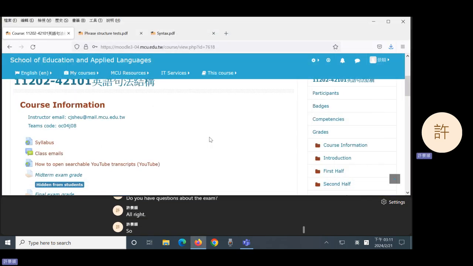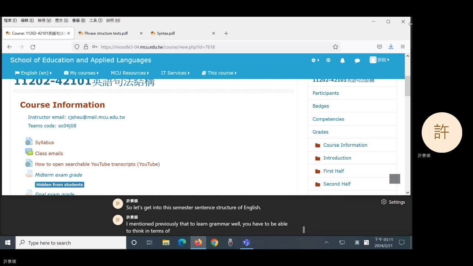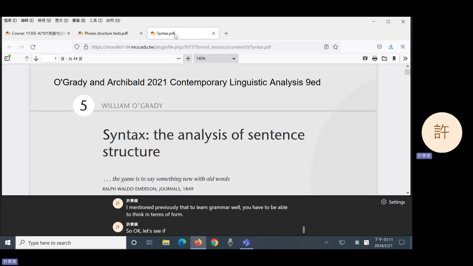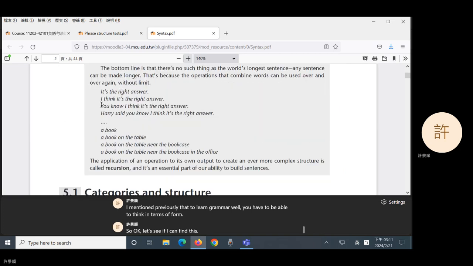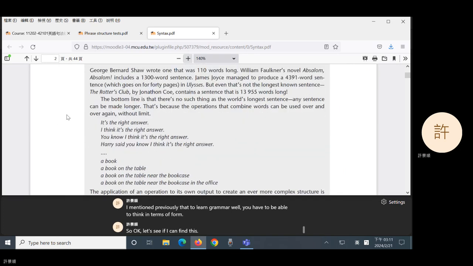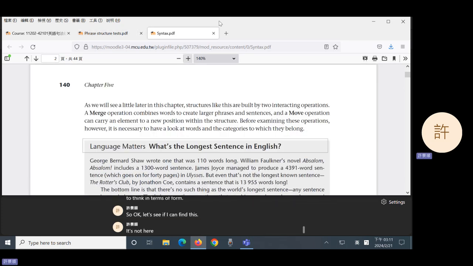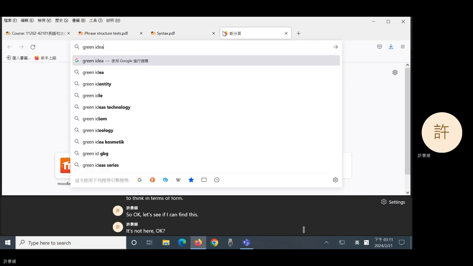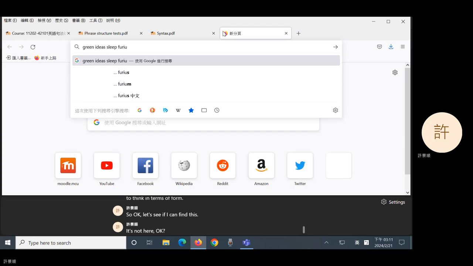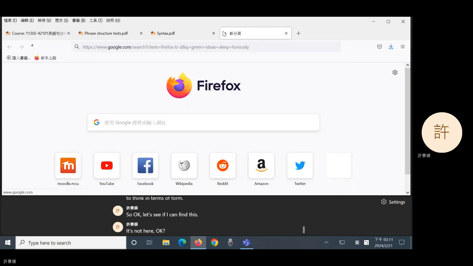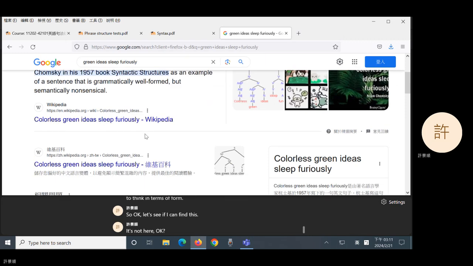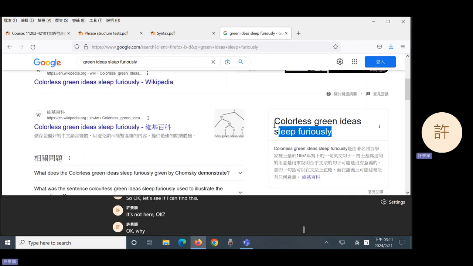So let's get into this semester, sentence structure of English. I mentioned previously that to learn grammar well, you have to be able to think in terms of form. So, okay, let's see if I can find this. It's not here. Okay, why did I search for that? I just need the sentence.